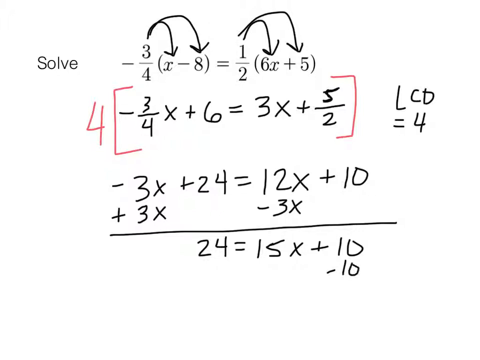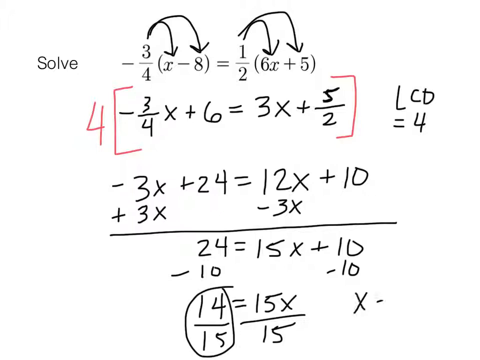Subtract 10 from each side. We get 14 equals 15x. Remember not to panic, just write your division so you can see your answer right there. X is 14/15. Now I'm not going to make you check that, I've already checked it, but we are going to check the next one.